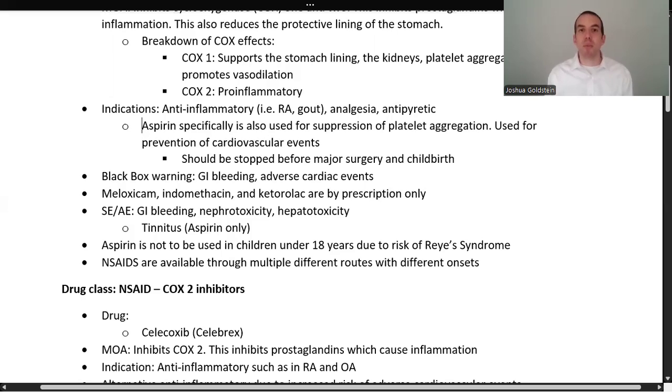Keep in mind, ibuprofen, for example, in children is called Motrin versus the more common adult version is Advil. Those are both brand names, but the Motrin brand is targeted more towards children. The Advil brand is targeted more towards adults.